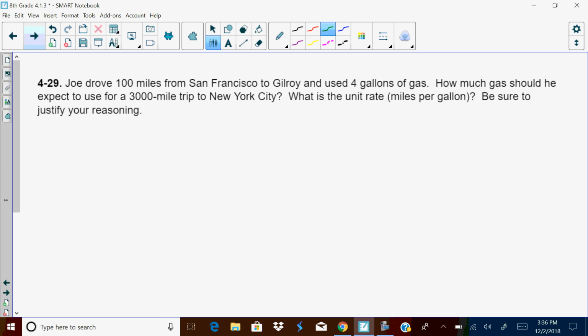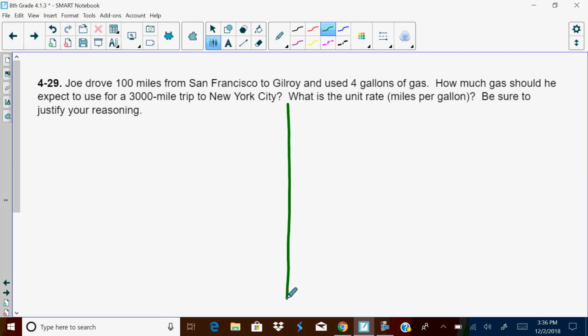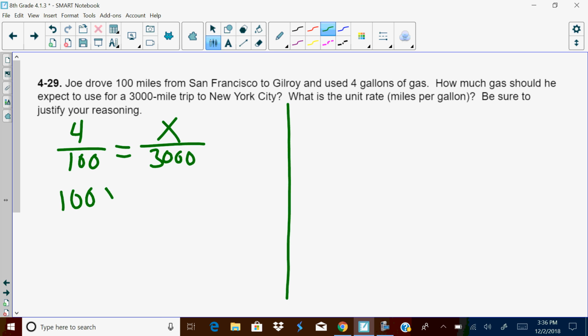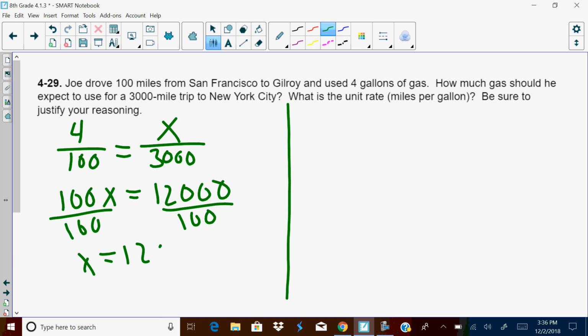Problem number 29. Joe drove 100 miles from San Francisco to Gilroy and used 4 gallons of gas. This problem actually has 2 questions. How much gas should you expect to use for 3,000 miles? So I wrote a proportion. So I know it's 4 gallons for every 100 equals x gallons for 3,000. So I got 100x equals 12,000. So x equals 120 gallons.